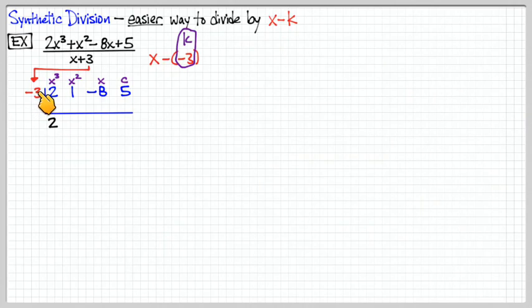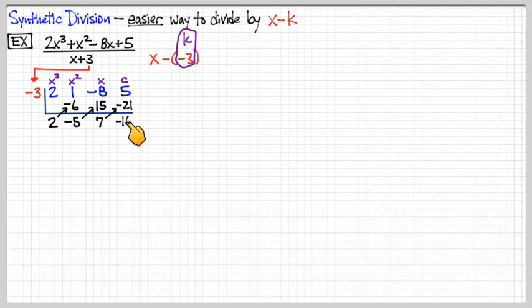Now we multiply. Negative 3 times 2, we write negative 6 right up there. Add straight down. 1 and negative 6 is negative 5. Multiply up here. Negative 3 times negative 5 is 15. Add down. Multiply up. Add down.